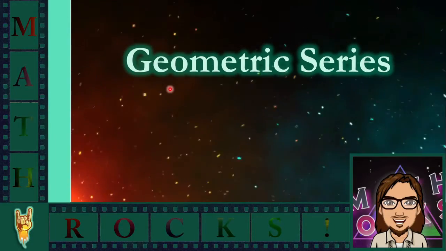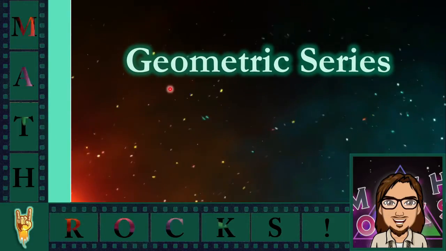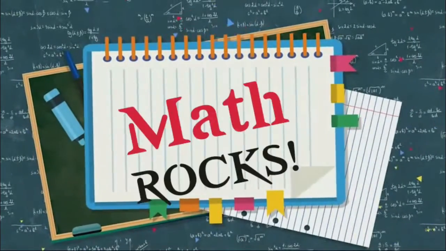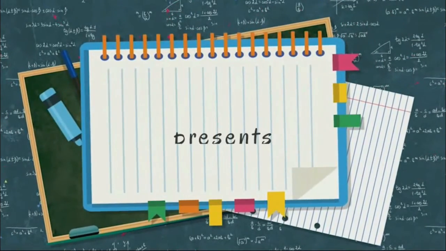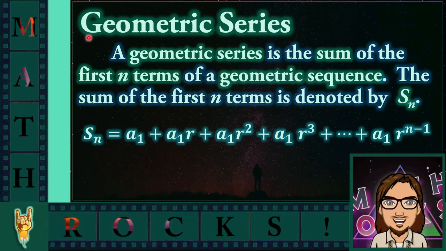In this video, you will learn about the geometric series. And let us start with the definition of a geometric series. A geometric series is the sum of the first n terms of a geometric sequence. The sum of the first n terms is denoted by S sub n.